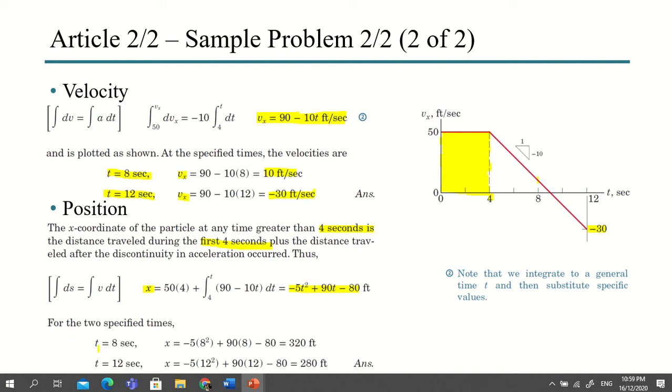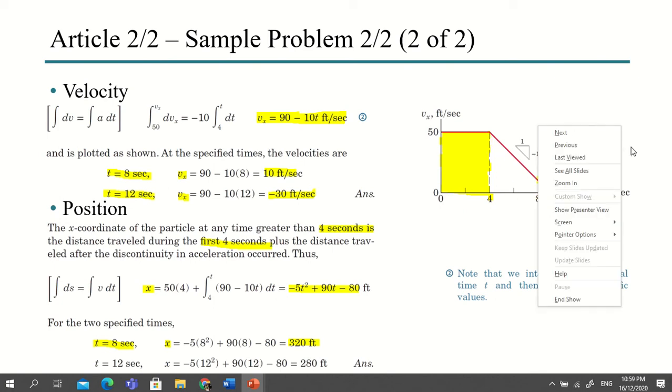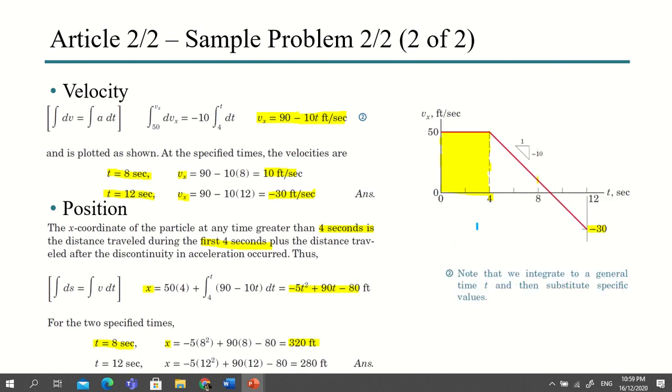Okay, so at t equal to 8 seconds, we got this x here, which is equal to 320 feet. Now for 8, meaning up to here, we got this displacement. At 8 seconds, the total displacement covers already. Okay, I'll change the color here. So this covers this part already, class.